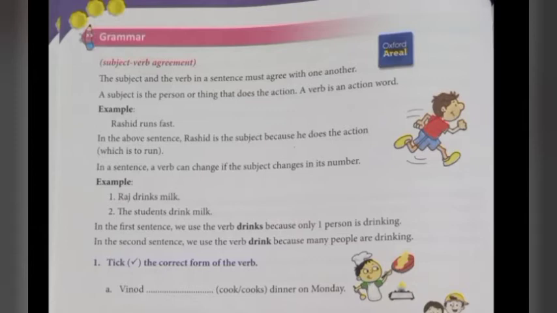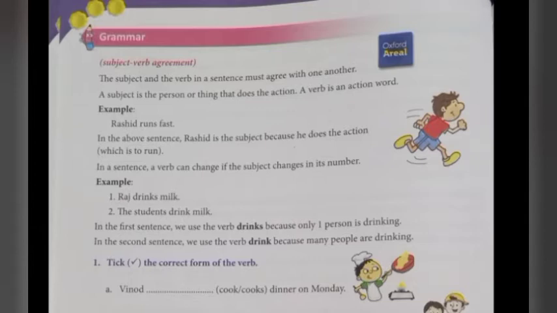So in such sentences, a verb can change if the subject changes in number. So you have to know because verb often changes when the subject is changed in number. See here, for example, Raj drinks milk, and second example, the students drink milk. Here it's Raj drinks, okay? The students drink. There is something change in the verb, right? Why? So this is the purpose you want to know what is subject verb agreement, okay?